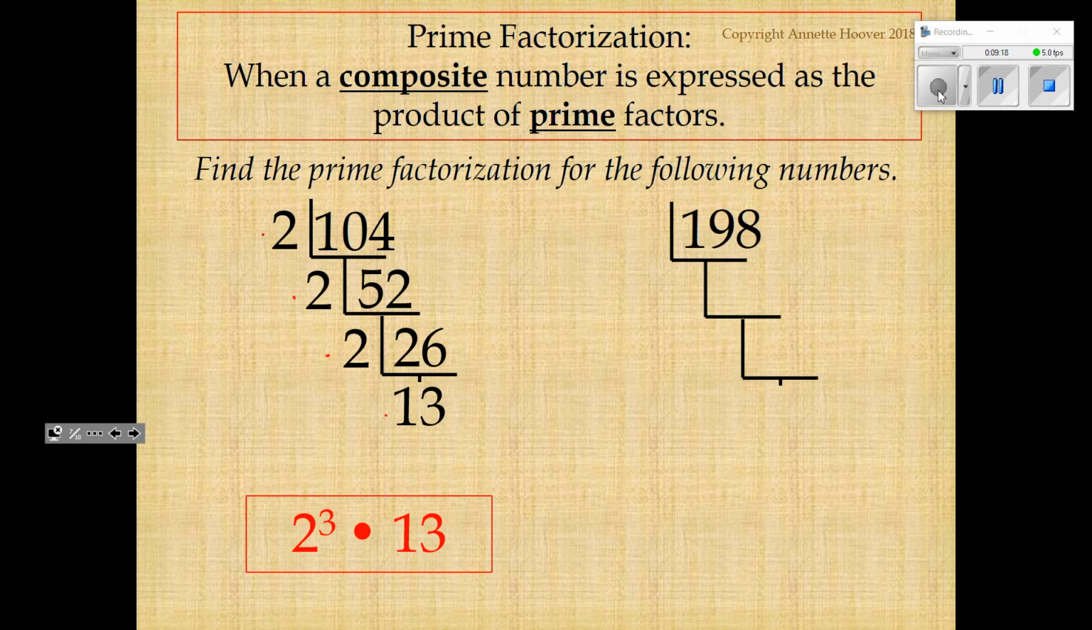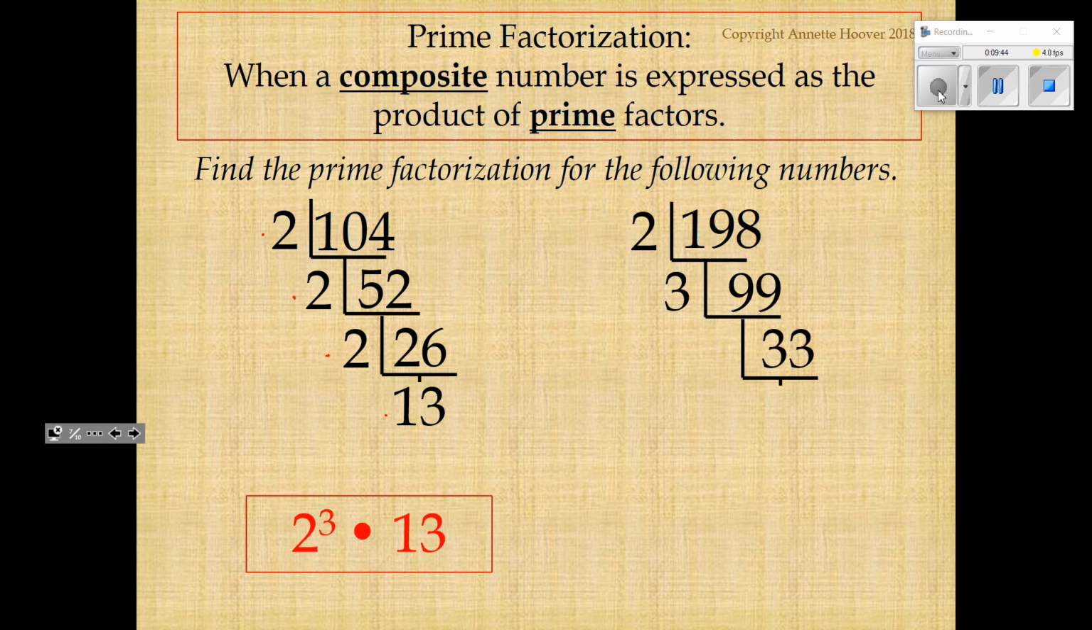So we write it in exponential form as 2 to the 3rd power times 13. Here's the number 198. Divide it by 2 because it's an even number. That would be 99. 99 is not even, so we go to the next prime number, which is 3. Is it divisible by 3? It is. 99 divided by 3 is 33.